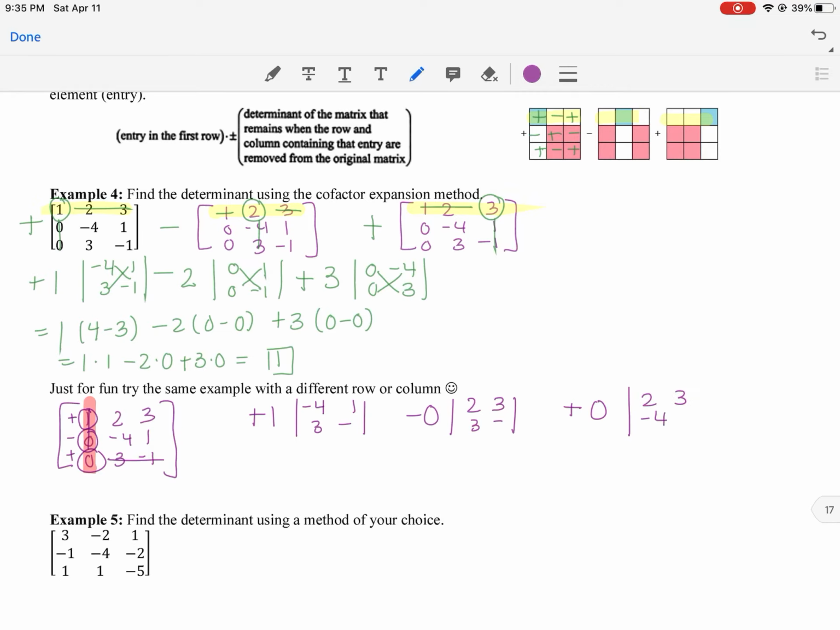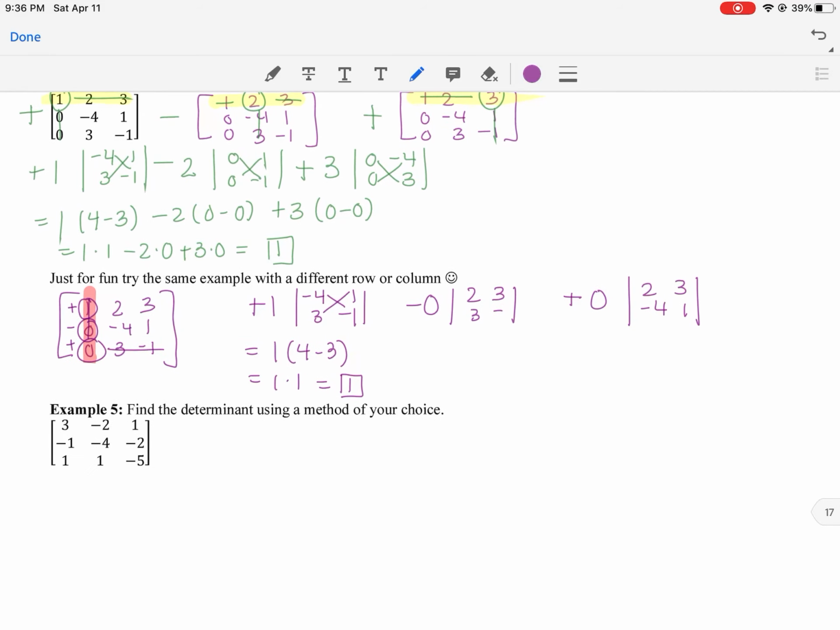2, 3, 3, -1. Last one is also 0. Cross out that row and column, and we're left with 2, 3, -4, 1. This one we'd have 1, and then we'd have -4 times -1 is 4, minus 3 times 1 is 3. So we'd have 1 times 1.